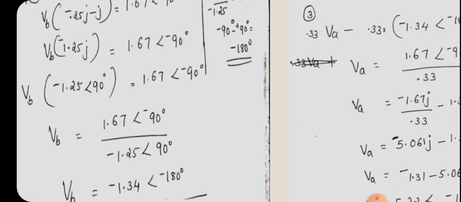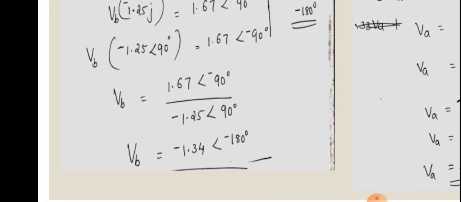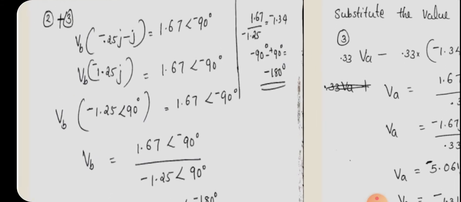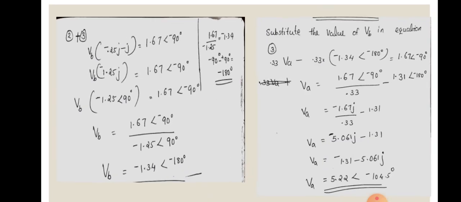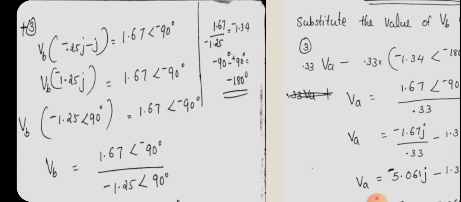So VB will be equal to, we can write it as 1.67 angle minus 90 degree divided by minus 1.25 angle 90 degree. So 1.67 divided by 1.25 will be equal to minus 1.34, and minus 90 degree and 90 degree will be subtracted. So you get minus 180 degree. The steps of reduction are shown as rough work. That is 1.67 divided by minus 1.25 is equal to minus 1.34, and minus 90 degree minus 90 degree equal to minus 180 degree. So we got a VB value.